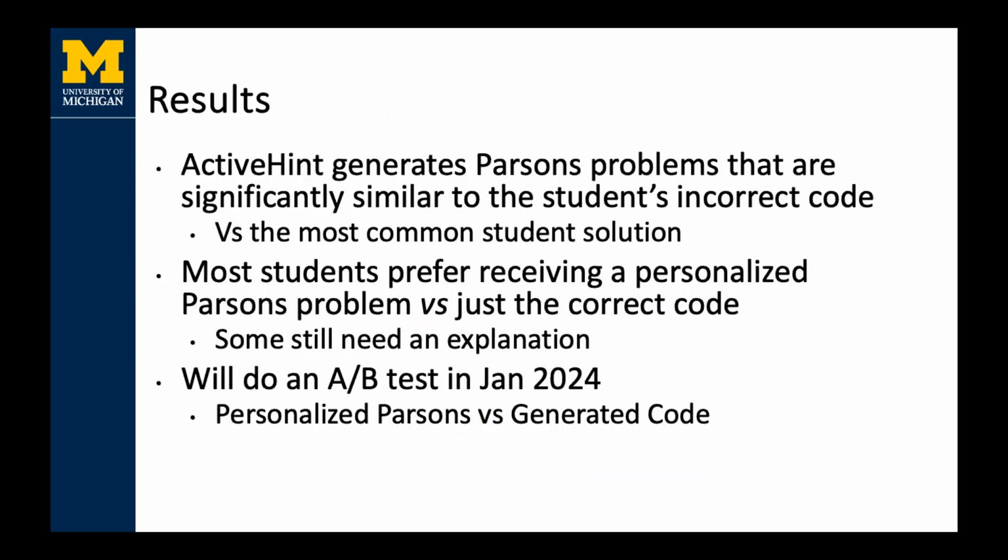So the results so far, we're calling this active hint. It generates Parsons problems that are significantly closer to the student's incorrect code versus the most common student solution. Most students prefer receiving a personalized Parsons problem versus the correct code. So they had 2 options. We did 2 different within-subject studies, with 2 different conditions back and forth. They could either get the personalized Parsons or just the code from ChatGPT and they could just use it. Most people said that they preferred getting the personalized Parsons problems.